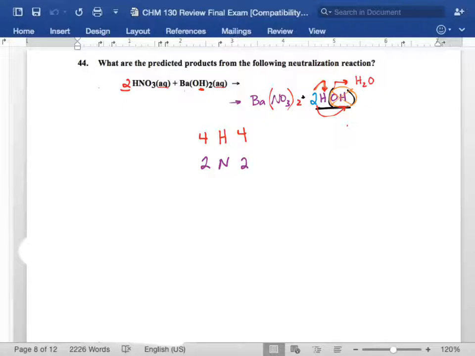2. Oxygens on the left. I have 2 with 3, so I've got 6 oxygens from there. I have 2 with the 1. I got 8. Oxygens on the right. 3 with the 2, which gets me 6. 2 with my water gets me 8. What's the last one? Oh, barium. Barium's on the left, 1. Barium's on the right, 1.